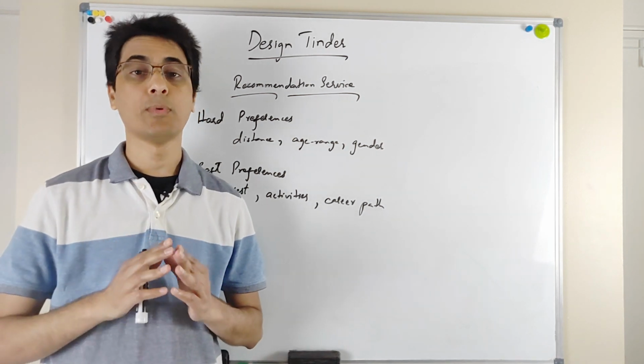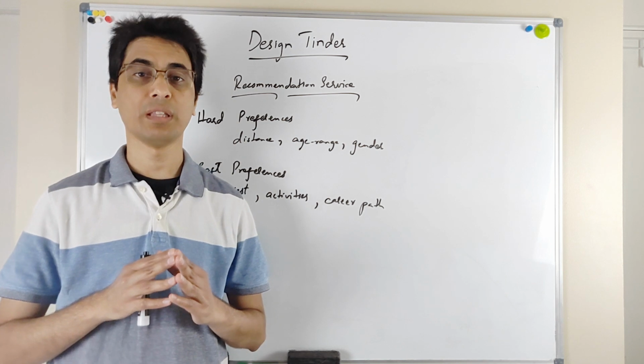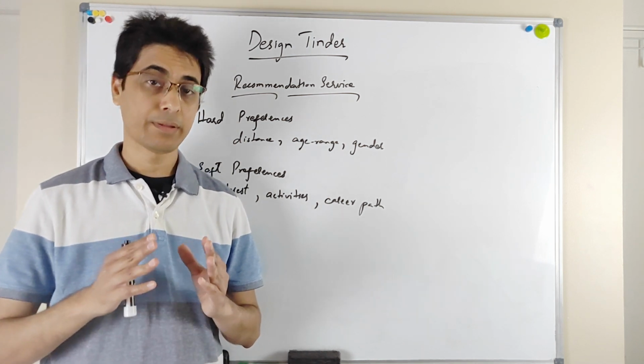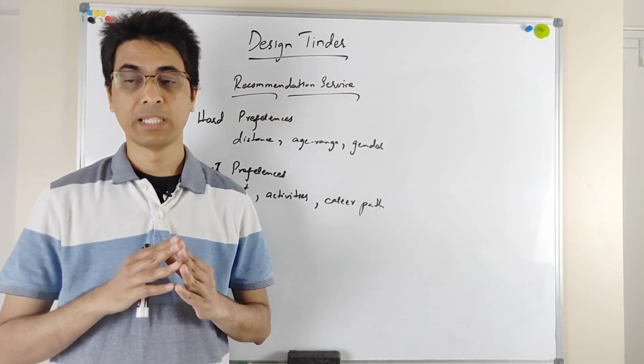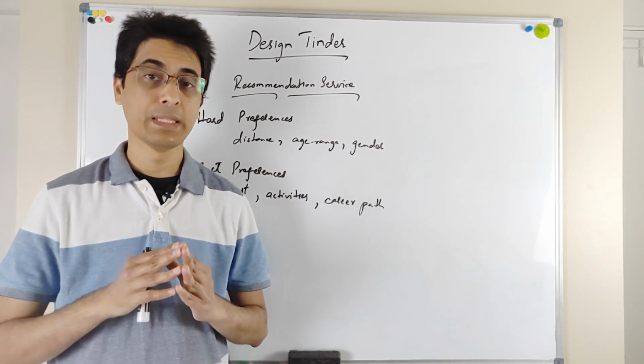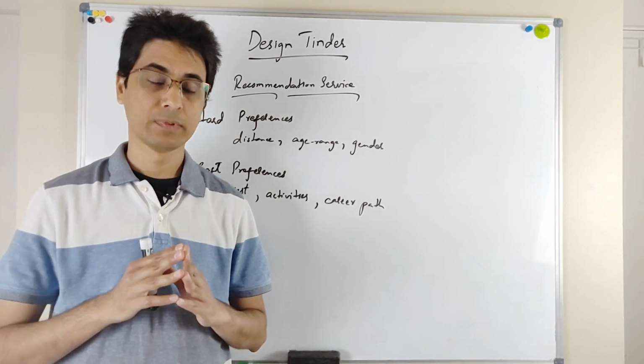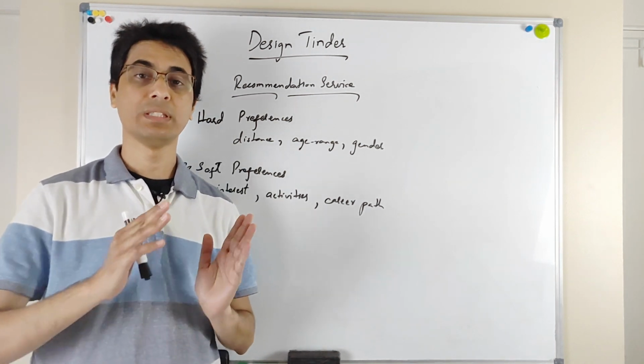There is one more important property that is used by the Tinder recommendation service to rank the users, and it is how active a user is. The more active a user is, the higher the user profile is ranked and the more it is shown to other users. Now we will design the recommendation service based on these preferences.